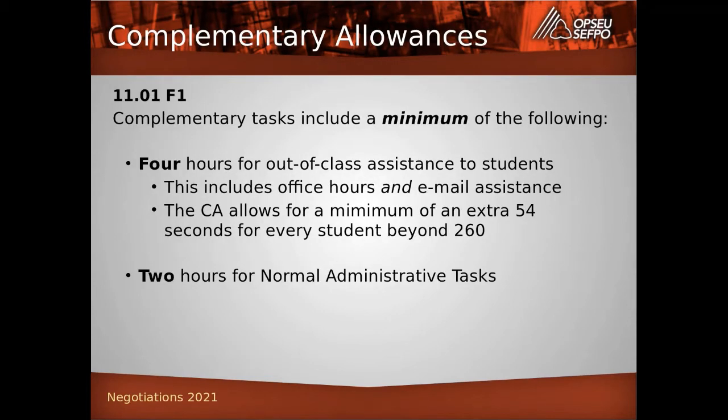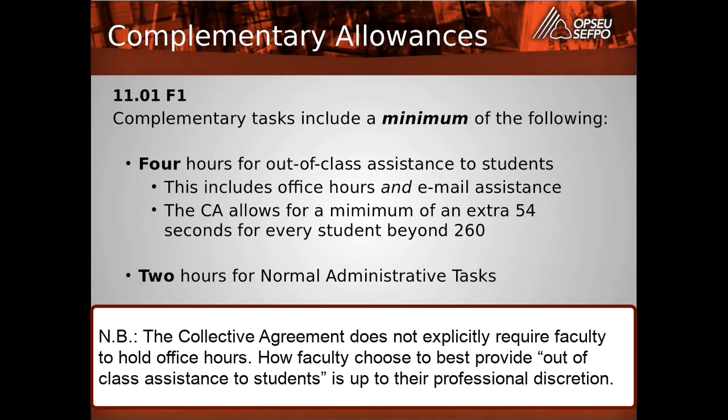Beyond that, there are some complementary tasks that are not assigned by the manager because they are automatic, and these are called allowances. They include a minimum of 4 hours for out-of-class assistance to students. Any faculty member who is teaching and receiving a SWF will receive the 4 hours for out-of-class assistance to students as a minimum. That includes office hours and email assistance. So it's not like faculty have to do 4 office hours a week and then proceed to do email. Not unless they're given additional time beyond the 4-hour minimum for out-of-class assistance to students.